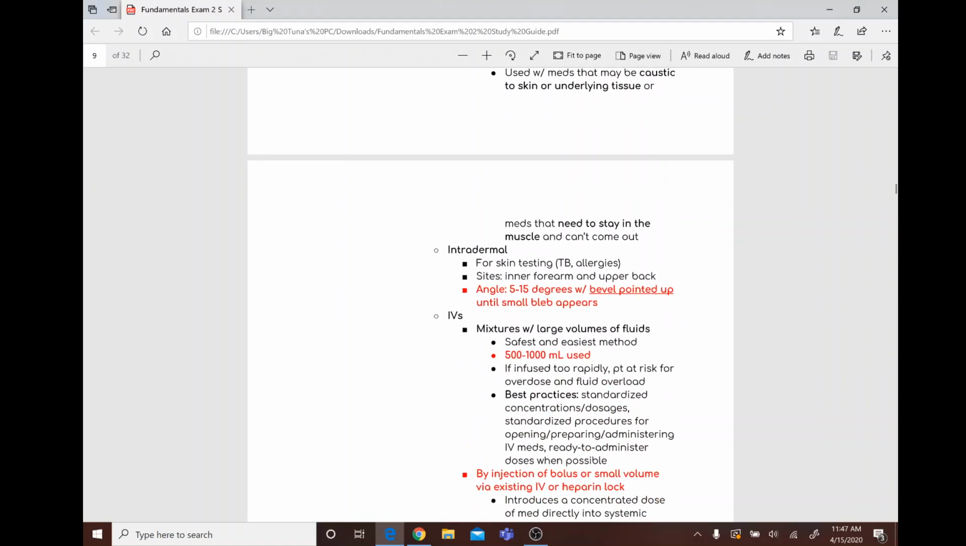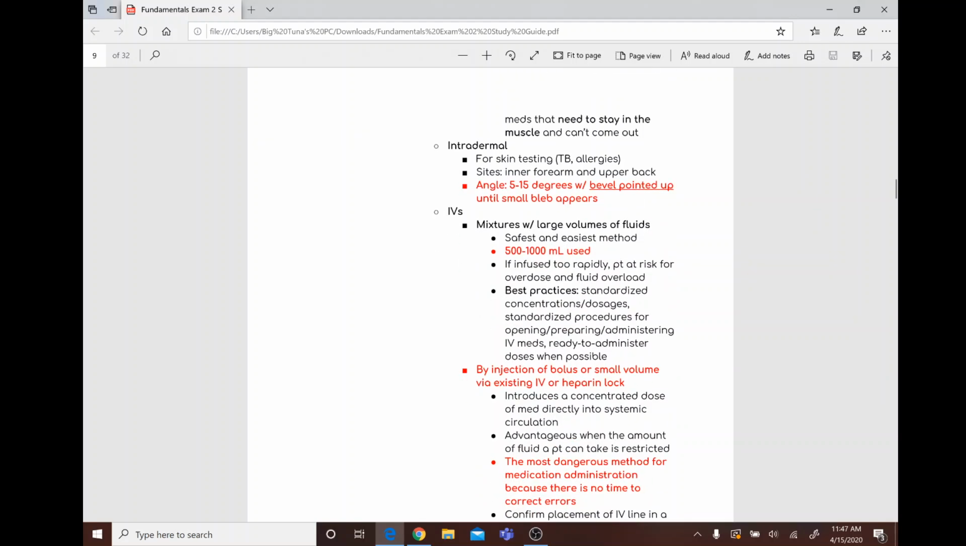Intradermal is for skin testing like TB or allergies, so the sites are the inner forearm and upper back, angle 5 to 15 degrees, bevel pointed up until a small bleb appears.